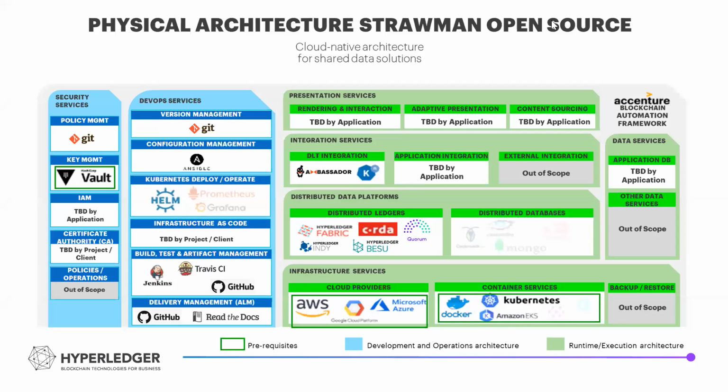Then on top, you have the integration services, which are provided by Ambassador. Everything else you can see is either out of scope of the automation framework or to be done by the application. For example, the presentation services, data services and application integration will vary with the application and not just the DLT platform. So that's why they are all TBD. But this is how it looks, and I've created this green box for all the prerequisites.